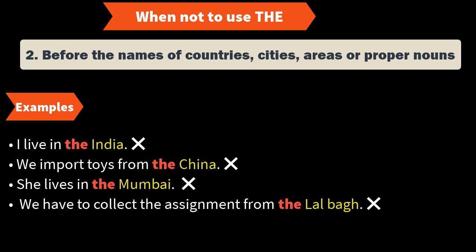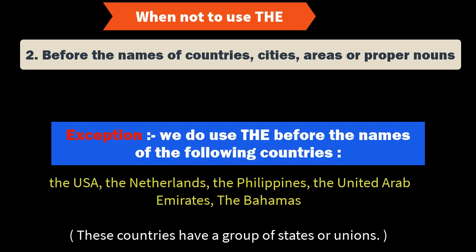But guys, there is an exception. With some countries, we can use the before them. And here is the list of these countries. You can say the United States. You can say the Philippines, the Netherlands, right? So these are the countries that you should remember, right? And before these countries, we use the. We do use the, okay?